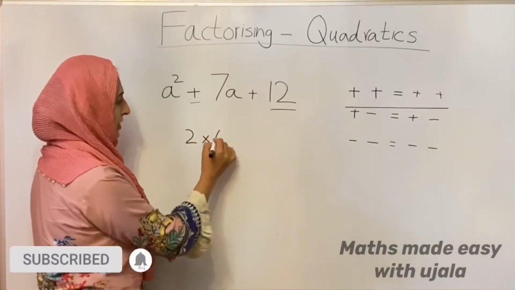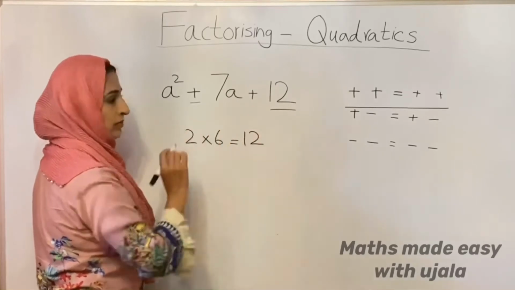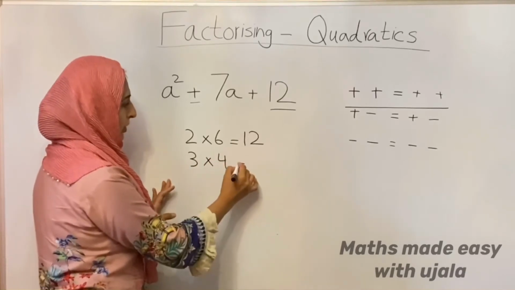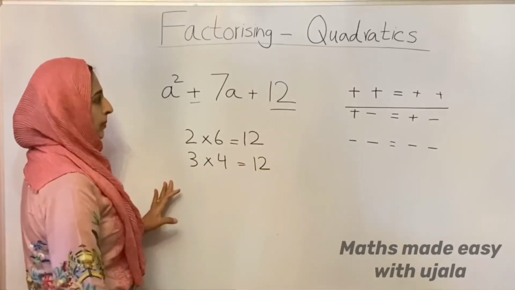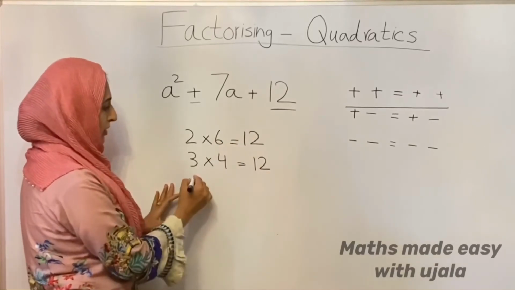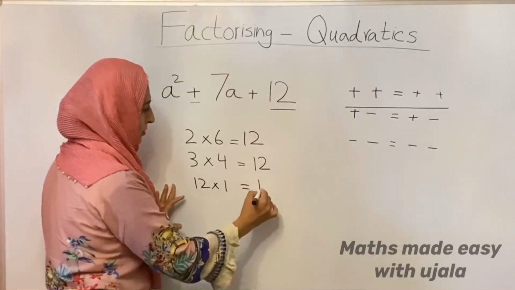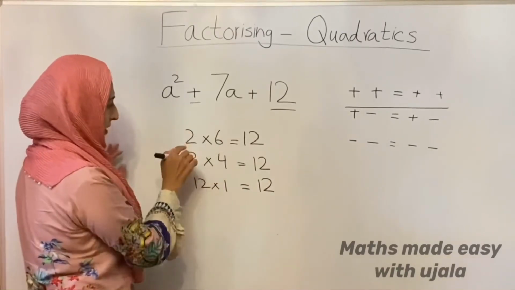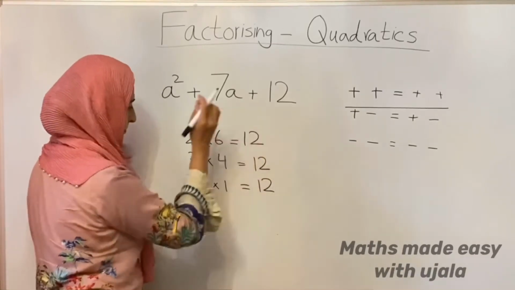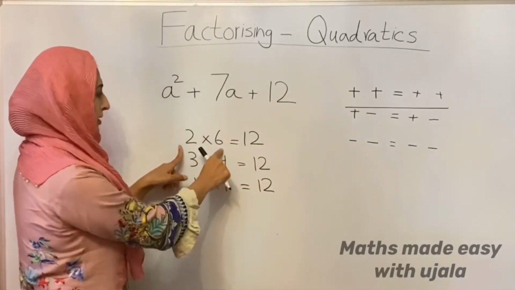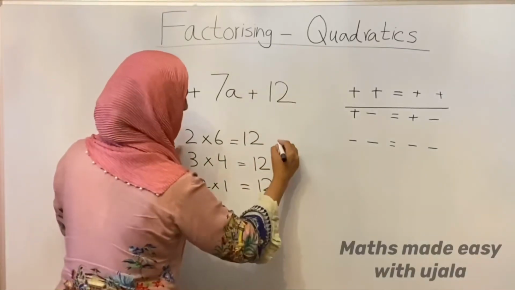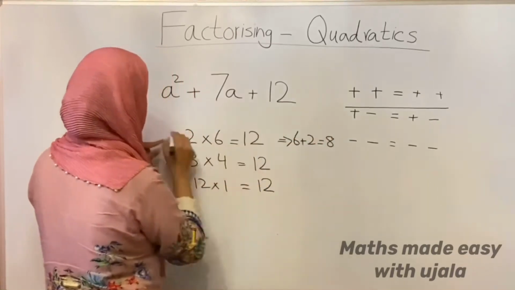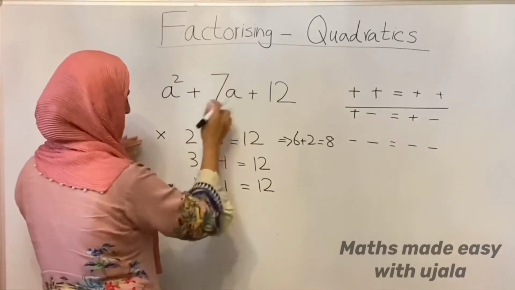2 times 6 is 12. 3 times table, next table, 3 times 4 is 12. 6 times 2 is 12 as well, and 12 times 1 is 12. Now both numbers will be with plus sign, so I'm not changing any signs between them. This first term, 6 times 2, 12. If I'm going to add 6 and 2, the answer will be 8. So this is wrong. This is not going in this term.